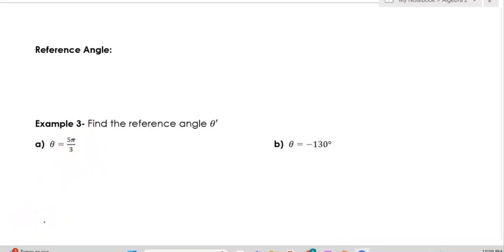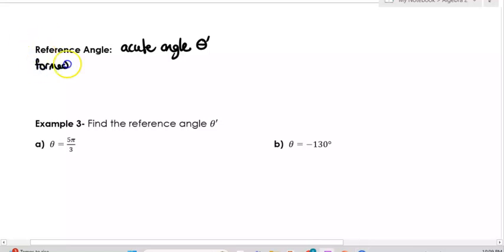All right, so the reference angle is just an acute angle. They label it theta with a little apostrophe, so like theta prime, and it is formed by the terminal side of the original angle theta, so theta prime is the reference, theta is the original, and the x-axis.